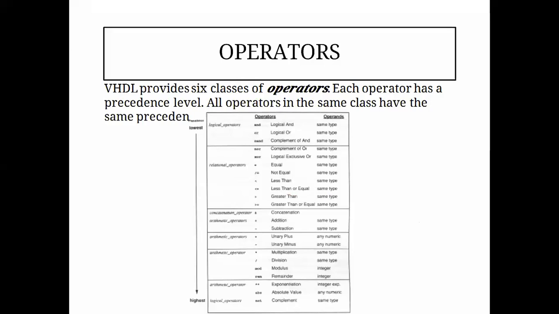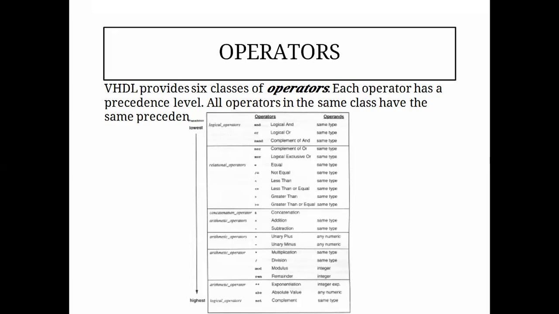So in the same context, in VHDL also, we have 6 classes of operators. What are these 6 classes? You have logical operators. You have relational operators, right? Relational operators mean what? Less than, equal to, less than or equal, greater than or equal, right?